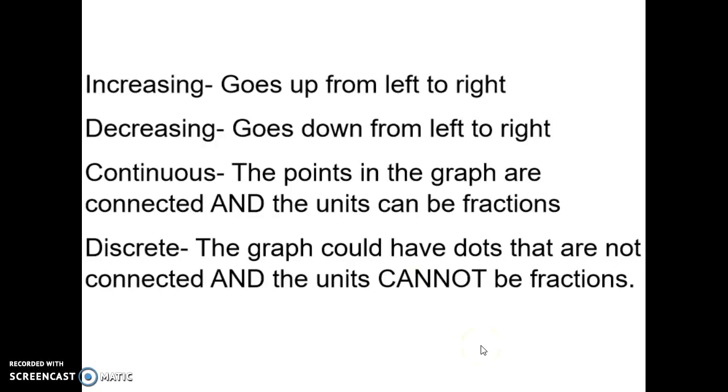So think of some real life things that can't be represented with a fraction. If we are graphing some information about puppies or children, those are examples of things that can't be represented by a fraction in real life. So those would most likely be graphs that are considered discrete.